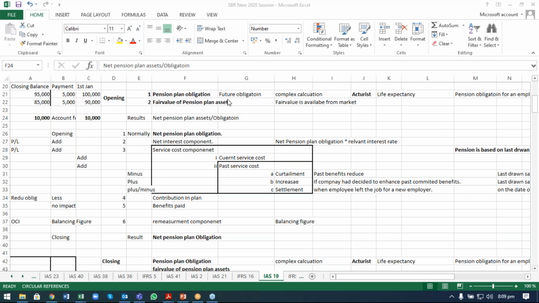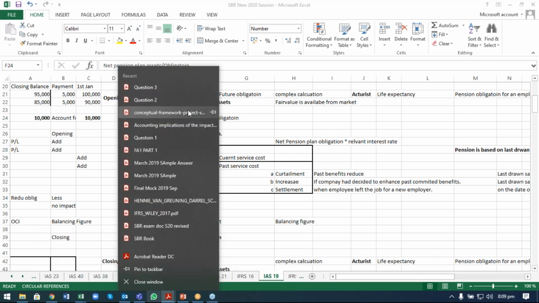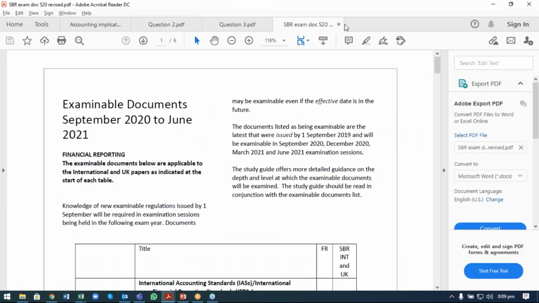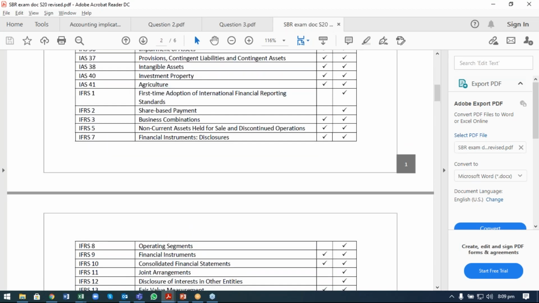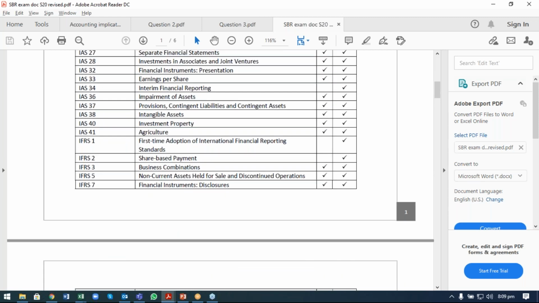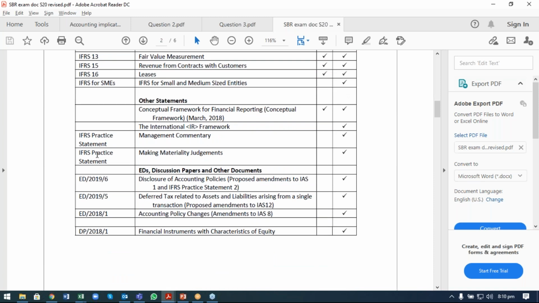Yes, IFRS are also relevant. I believe I have shared a document with you tomorrow, which is the examinable documents. Have you seen these examinable documents? I believe this is the September 20 examinable documents. Now I think there are IFRICs, yes. But IFRICs are, I think, IFRS statements, IFRS practice statements.